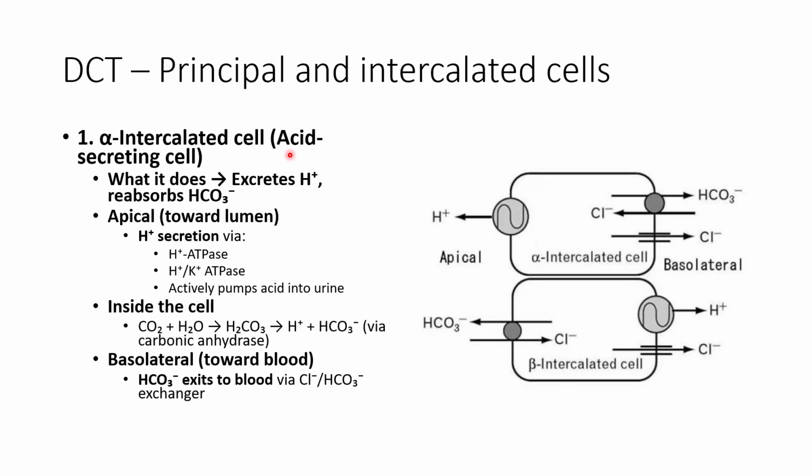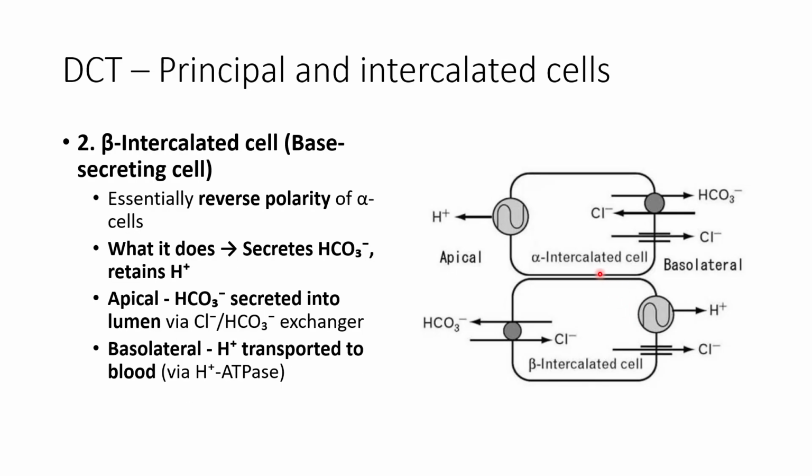So again, like I told you, the distal nephron has two cells, principal cells and intercalated cells. Intercalated cells are again of two types, alpha and beta. Alpha cells are responsible for excreting H plus and reabsorbing bicarbonate. If you see this alpha cell at the apical side, it has H plus secretion, which happens through two channels. One is H plus ATPase, the other is H plus K plus ATPase. Inside the cell, CO2 diffuses in and combines with H2O, which is converted to H2CO3. There is no luminal carbonic anhydrase, but there is cellular carbonic anhydrase, which converts this H2CO3 into bicarbonate, and that bicarbonate is then absorbed into the blood at the basolateral side.